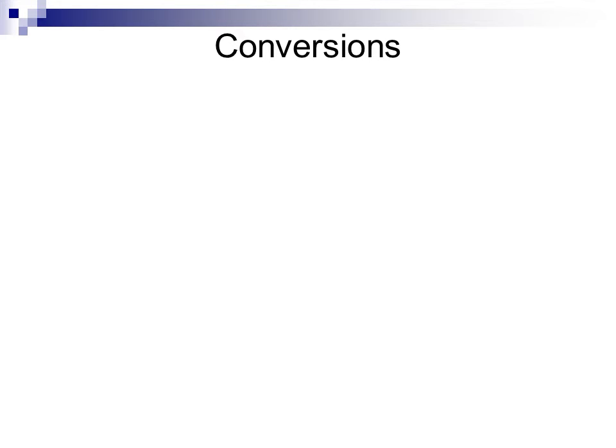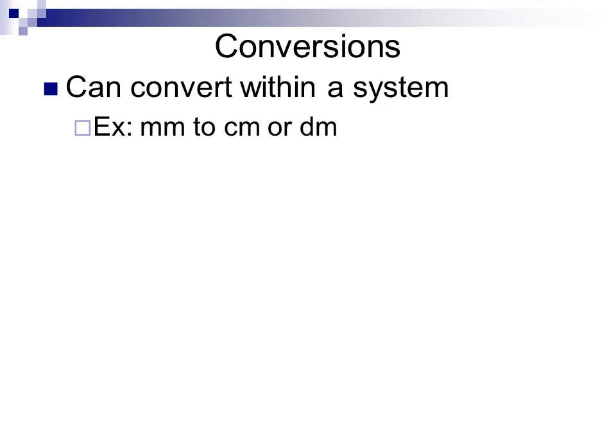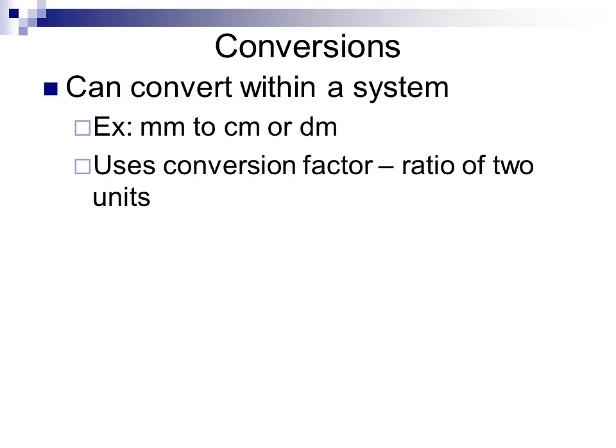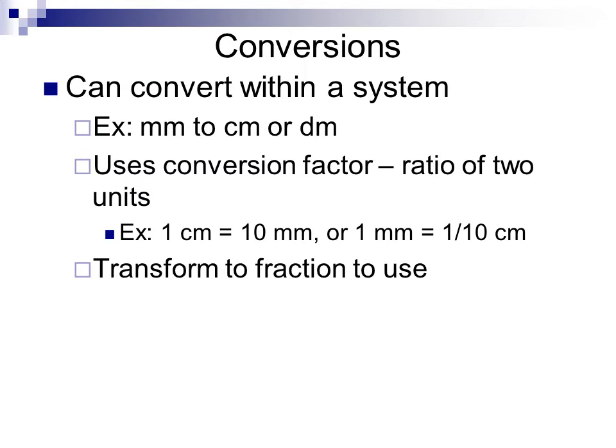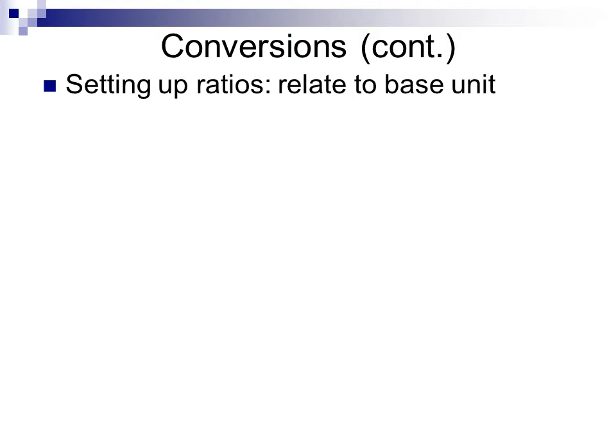Now, converting between different units within the same system uses conversion factors, which relate the 2 units to each other. So 1 centimeter is 10 millimeters. 1 millimeter is 1/10 of a centimeter. We transform these ratios into fractions to use them as conversion factors. So for instance, we know that a centimeter is 10 millimeters. A millimeter is 0.1 centimeters. And we set up the ratios to relate to base units.